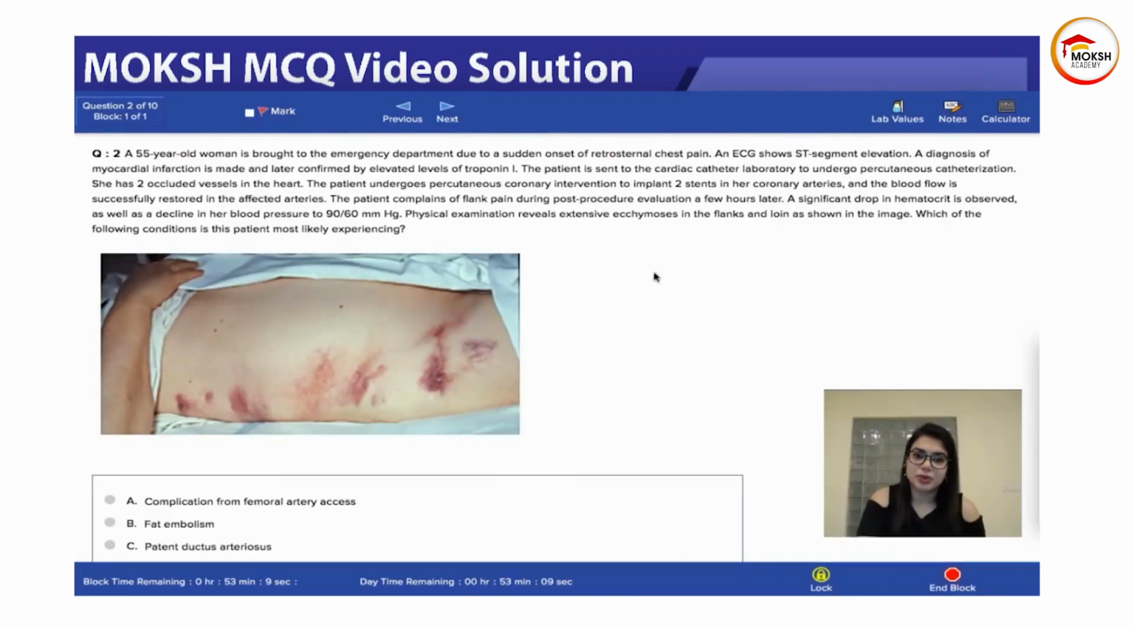All right. So question number 2. Which of the following conditions is this patient most likely experiencing? What is this sign called? Grey Turner sign. What is Grey Turner sign representative of? What are some of the conditions in which you see a Grey Turner sign? The two most common conditions are acute pancreatitis and retroperitoneal hematoma.